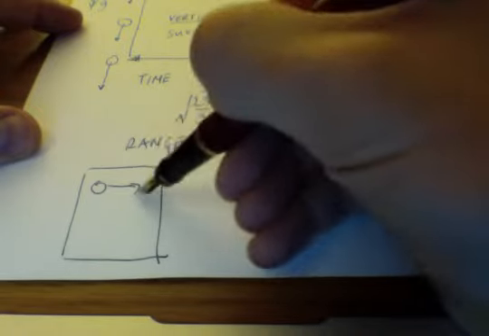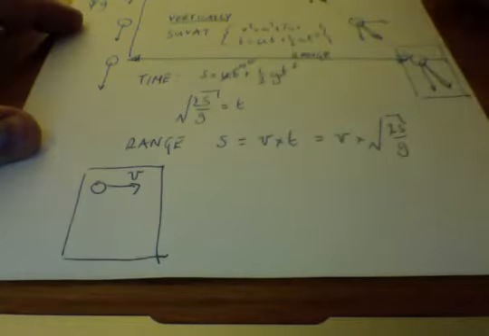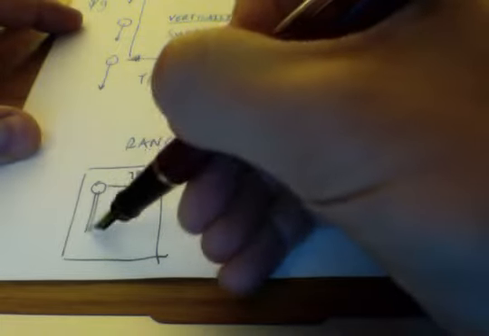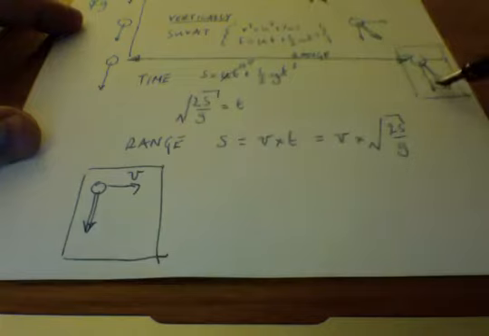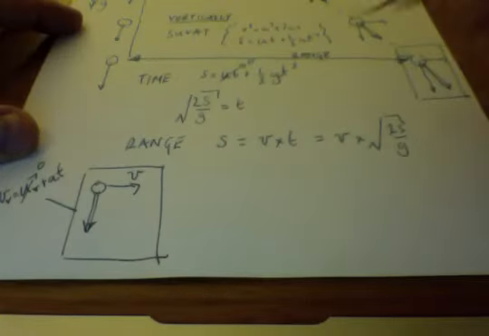Here's the ball. It has a horizontal velocity which is identical throughout all of the motion, and its vertical velocity will be merely the use of this equation. V vertical is going to be the initial vertical velocity plus the acceleration times time, and of course this is 0. So our vertical velocity is going to be the acceleration times time.